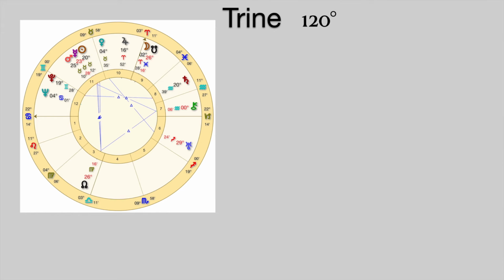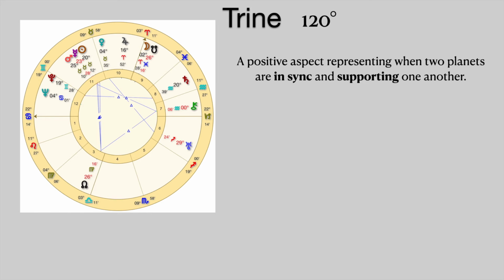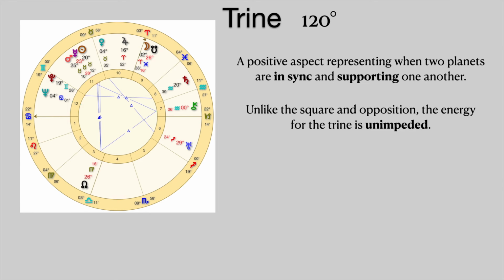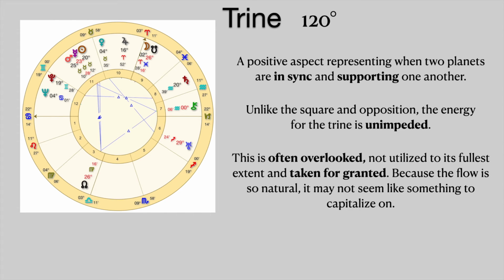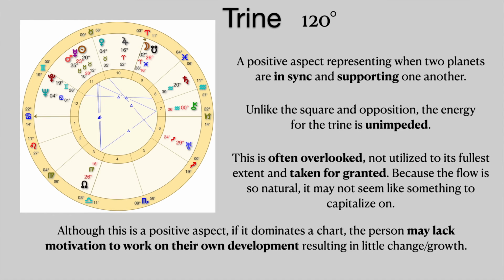Then we have the trine at 120 degrees. This is a positive aspect representing when two planets are in sync and supporting one another. Unlike the square and opposition, the energy for the trine is unimpeded. This is often overlooked, not utilized to its fullest extent, and taken for granted. Because the flow is so natural, it may not seem like something to capitalize on. Although this is a positive aspect, if it dominates a chart, the person may lack motivation to work on their own development, resulting in little change or growth.